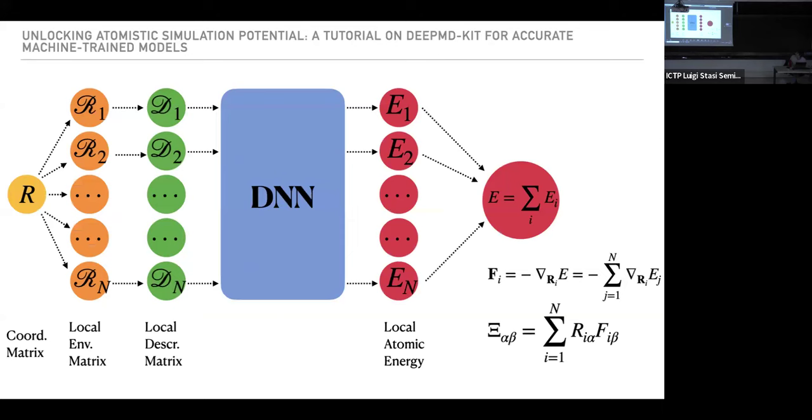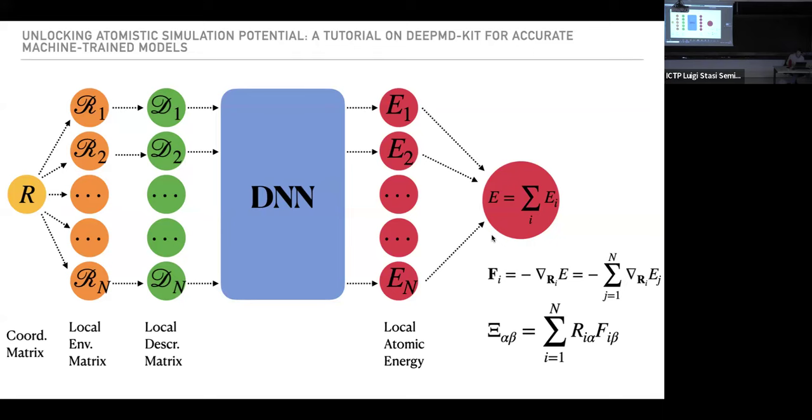Okay, so you start from your system, you have your matrix with all the coordinates. You build the local environment matrix, you map it to these local descriptors, and then you feed them into a deep neural network. Sorry, when you say 1,000 entries, it means for each atom you have 1,000 numbers that describe the environment? Yes. Okay, so you feed them into a neural network that is trained in order to provide you the local energies of each atom that then will sum to the total DFT energy.